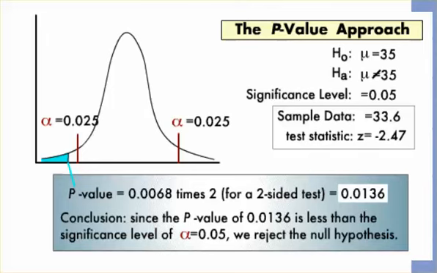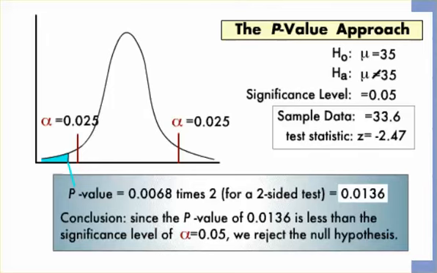Now keep in mind, when we're utilizing the p-value approach, our so-called critical statement would be reject the null hypothesis if the p-value is less than 0.05. Let me repeat that. Reject the null hypothesis if the p-value is less than 0.05, or fail to reject the null hypothesis if p is greater than 0.05.